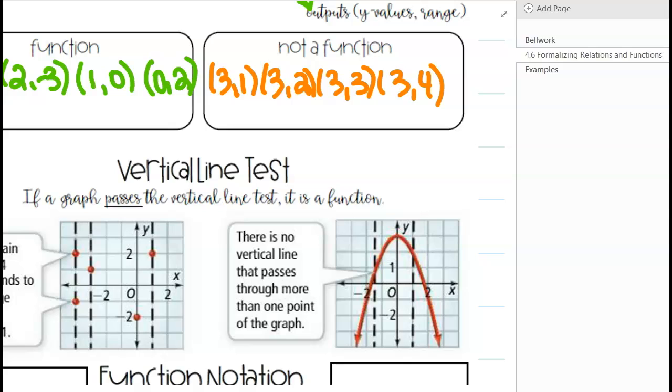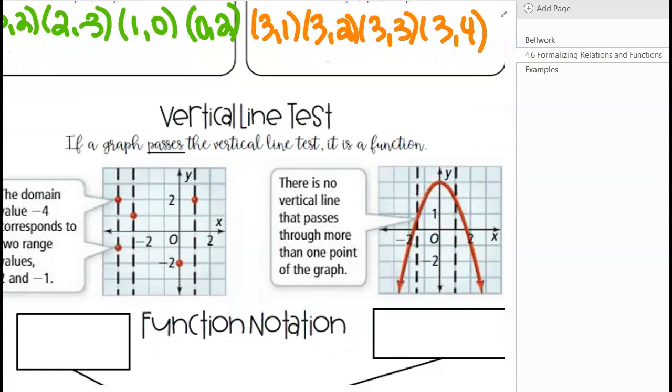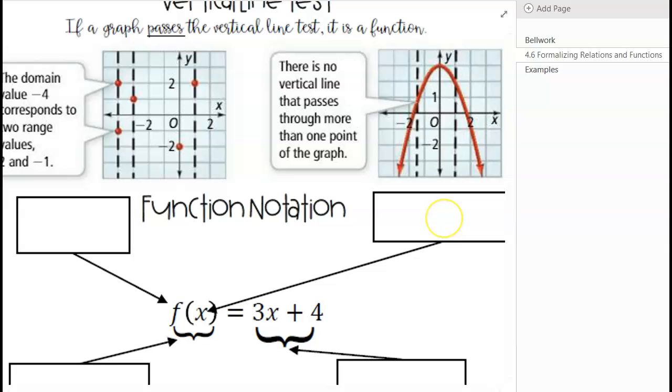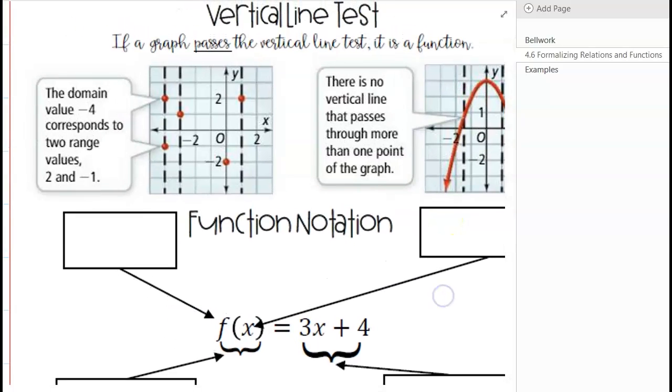Now, if you have ordered pairs or a table, or what we're going to talk about later, a mapping diagram, this is what you're looking for to tell if it's a function or not. Now, sometimes today, you're going to be given the graph of a relation, and you're going to decide if it's a function or not. These are really easy to tell. If a graph is a function, it has to pass what's called the vertical line test. Super simple. It just means that you need to draw vertical lines through your points. If it crosses at any point more than 1 time, it's not a function.